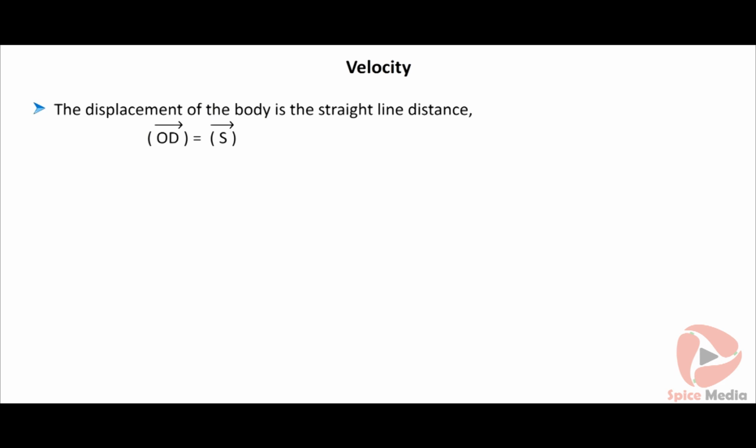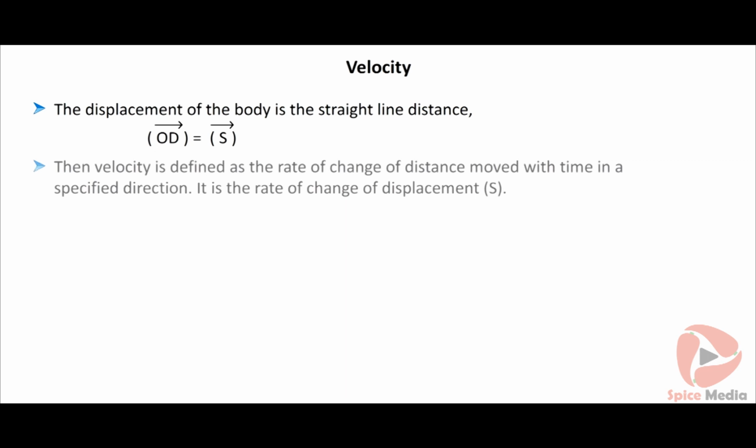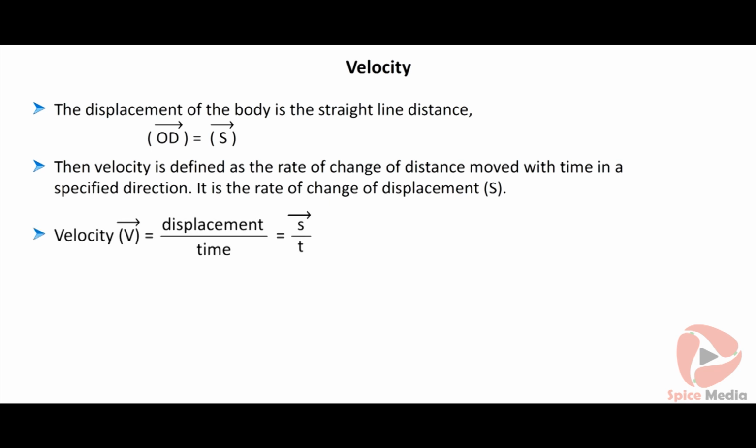The displacement of a body is the straight line distance OD vector, represented as S vector. Then, velocity is defined as the rate of change of displacement in unit time in a specified direction. Thus, velocity v vector is equal to displacement by time, which is equal to S vector by t.